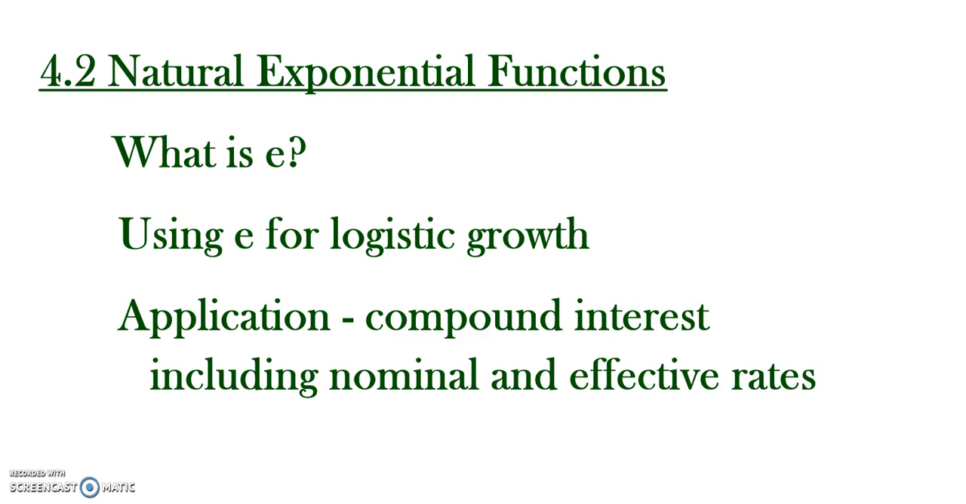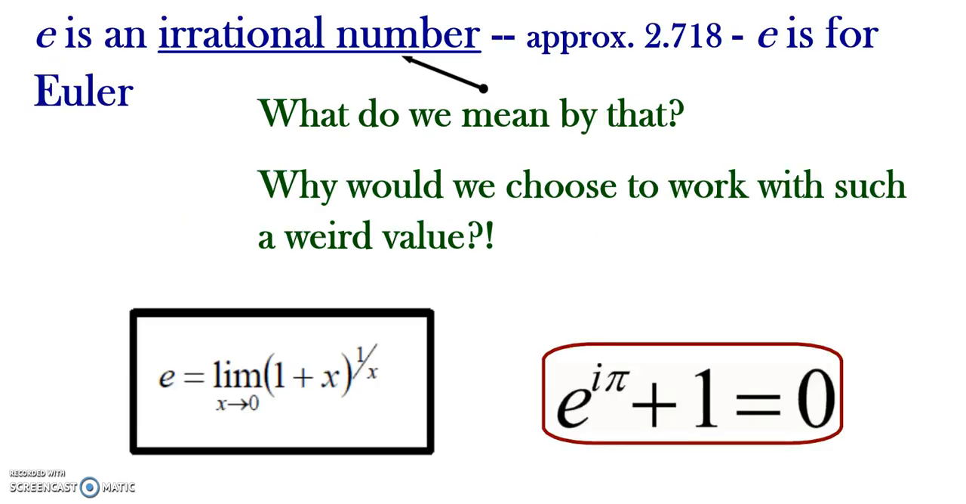Today we're going to talk about natural exponential functions. So in other words, let's start with e. What is e? e is an irrational number that is approximately 2.718. e is for Euler. And what do we mean by an irrational number? Well, probably the most famous of them all is pi.